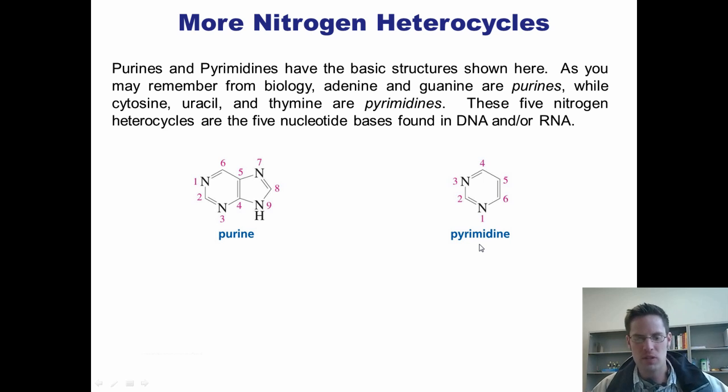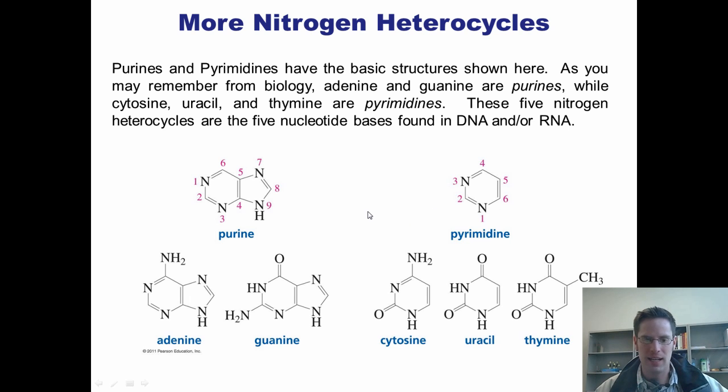This brings us to one of the most important family groups of nitrogen heterocycles on the planet, the purines and pyrimidines. Now, purines and pyrimidines have the basic structure shown here. As you may remember from biology, adenine and guanine are purines, while cytosine, uracil, and thymine are pyrimidines. These 5 nitrogen heterocycles are the 5 nucleotide bases found in DNA and/or RNA.